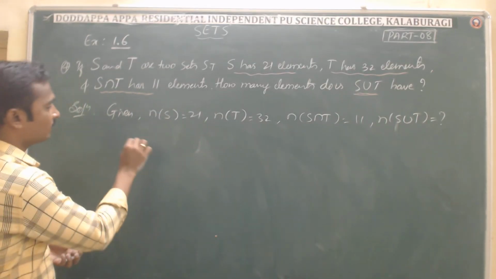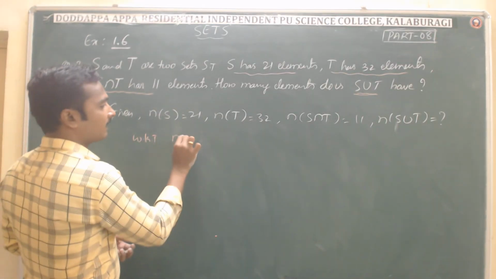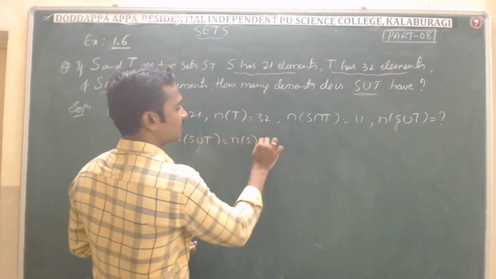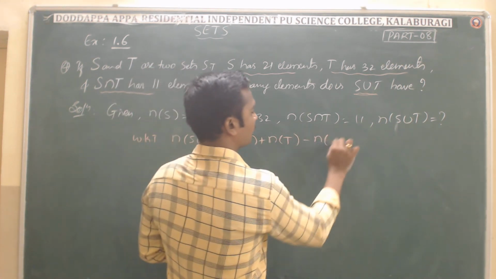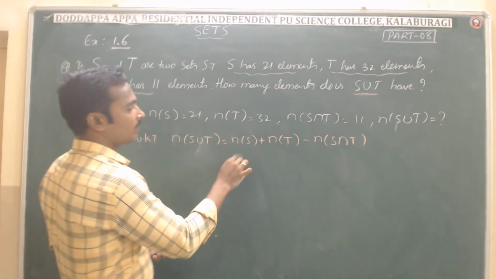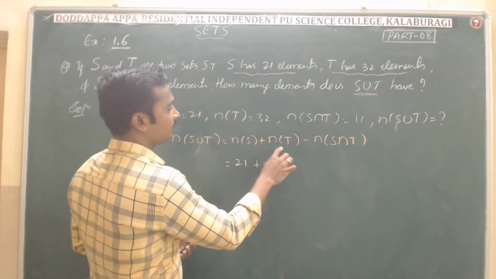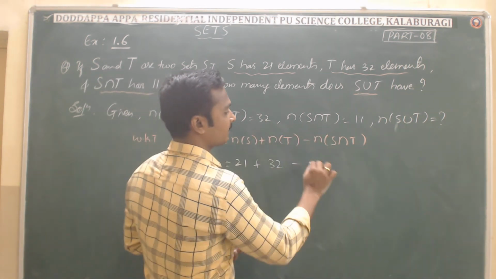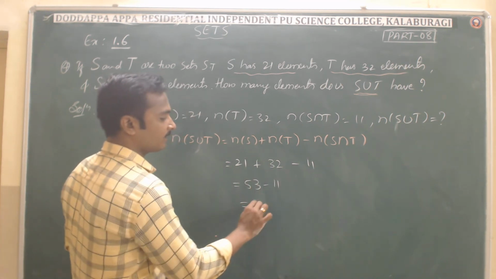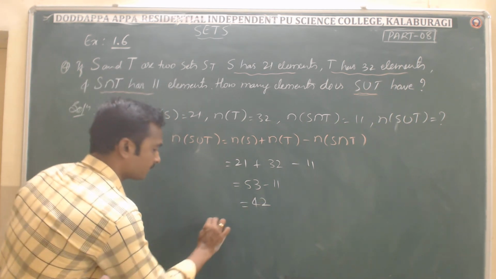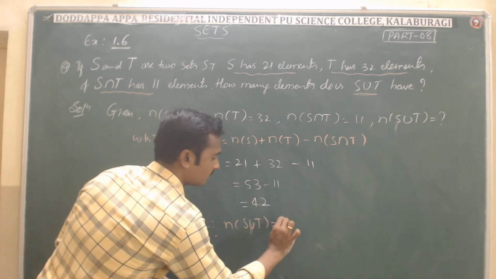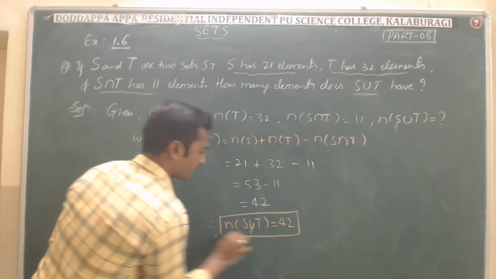Okay, so we know the formula: n of S union T equals n of S plus n of T minus n of S intersection T. So just substitute the given values in this formula. n of S is 21 plus n of T is 32 minus n of S intersection T is 11. 21 plus 32 is 53. 53 minus 11 is 42. Therefore n of S union T is 42.